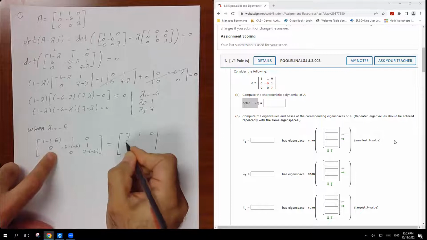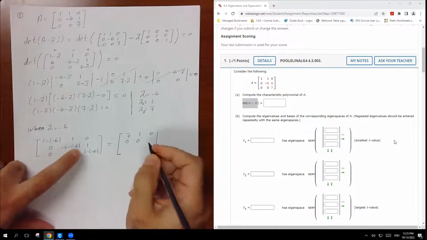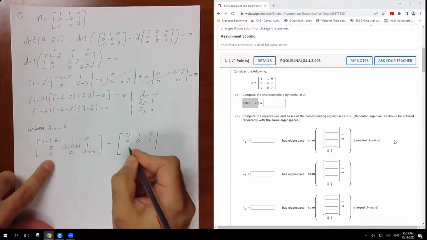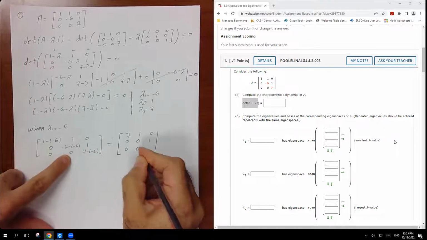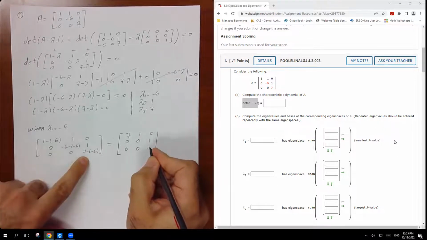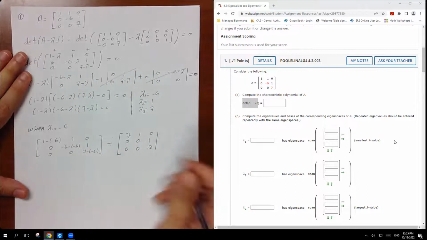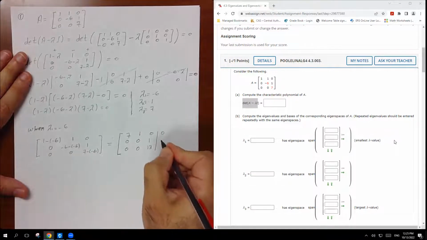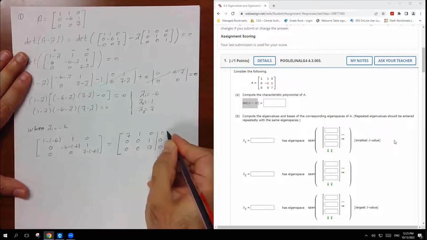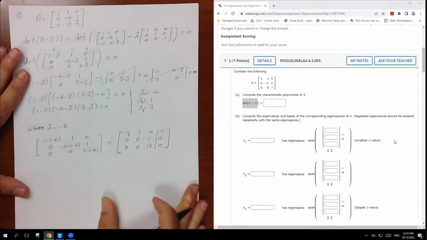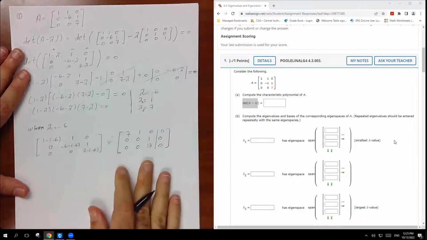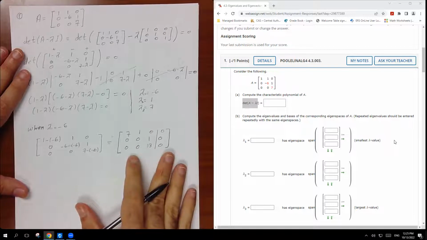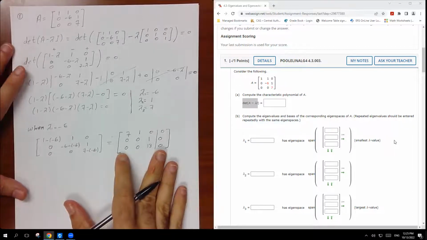And here's 0. This one is going to be 0, and here's 1. And the last one is going to be 0, 0, and 7 plus 6 is going to be 13. I'm going to solve it right away to find the null space. I need to solve this one for x1, x2, x3. So if you look here now, we just have to reduce this matrix by the row echelon form.